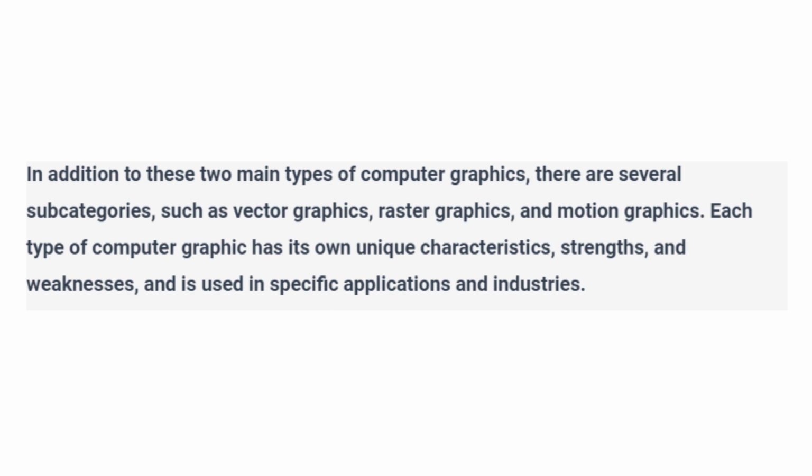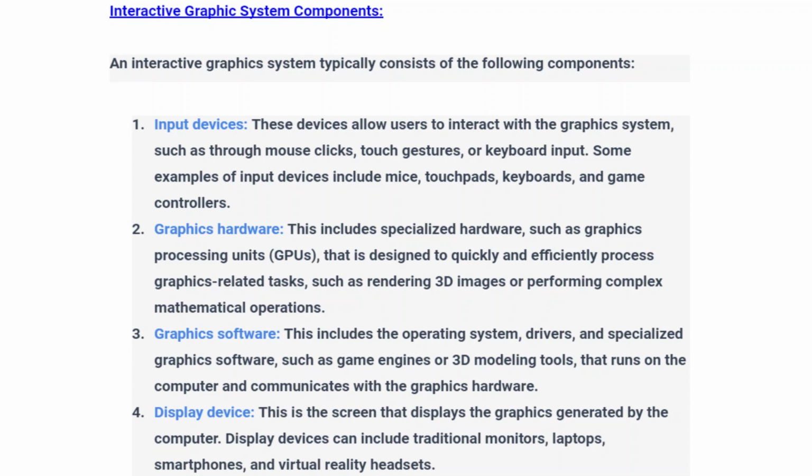In addition to these two main types of computer graphics, there are several subcategories, such as vector graphics, raster graphics, and motion graphics. Each type of computer graphic has its own unique characteristics, strengths, and weaknesses, and is used in specific applications and industries. Interactive graphics system components. An interactive graphics system typically consists of the following components.